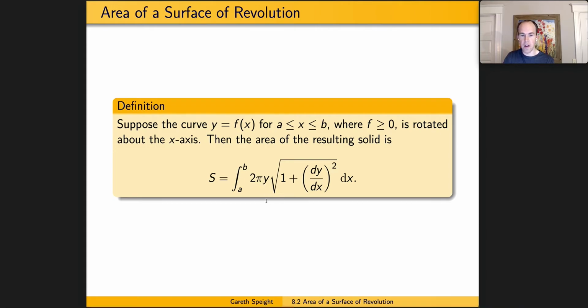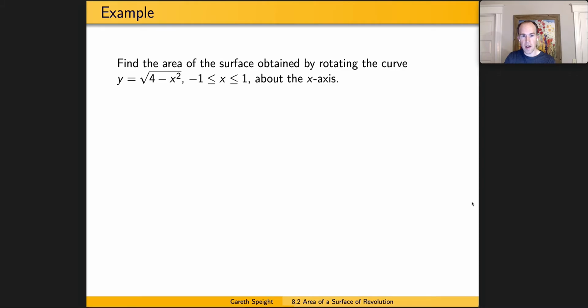So we're going to take this formula, we're going to work out dy/dx and work out the square root as we did in the arc length section. And then we're going to take the y here and replace it by whatever it is in terms of x using our formula. We're going to get something all in terms of x, and then we integrate it, we get the area of the resulting solid, or the surface area. Okay, so here is an example.